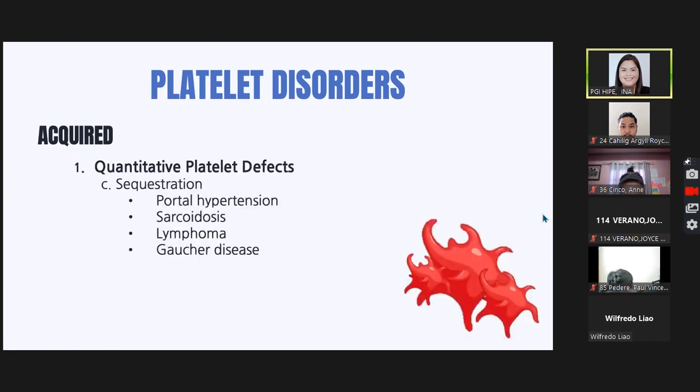Next one, still under quantitative, your sequestration. Platelet disorder secondary to sequestration. So you have portal hypertension, sarcoidosis, lymphoma, and Gaucher disease. Sarcoidosis is a disease involving abnormal collections of inflammatory cells that form lumps known as granulomata. This disease usually begins in the lung, skin, or lymph nodes, and less commonly affected are the eyes, liver, heart, and brain. Any organ, however, can be affected, and the signs and symptoms depend on which organ is involved.